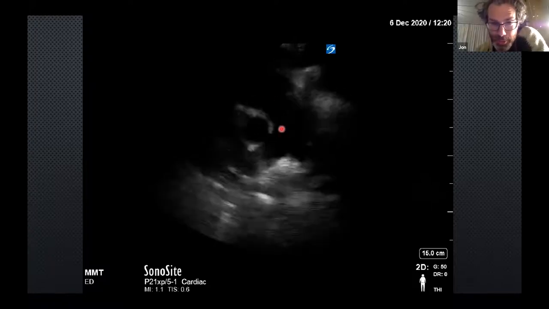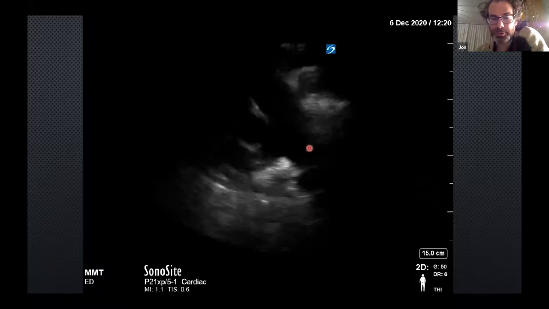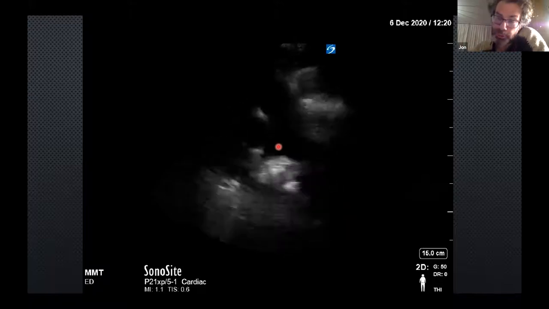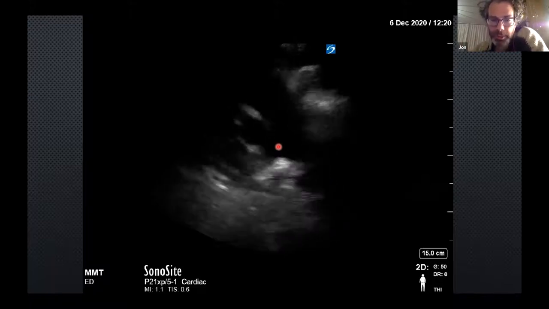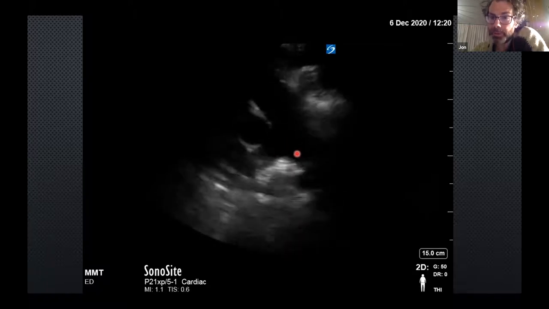Yes, this is the pulmonary artery bifurcating into the right and left pulmonary arteries. And so this is a useful view because if there is a big saddle embolus, and if the patient's shocked, you know, it's probably going to be something like a big saddle embolus. If it is a PE, you can sometimes actually directly identify it there.